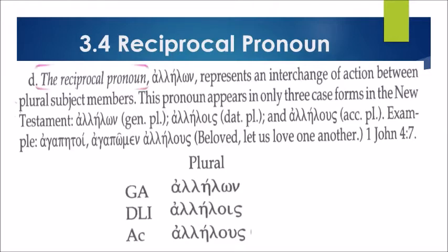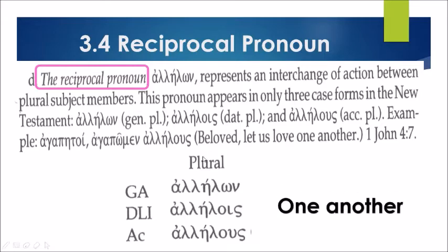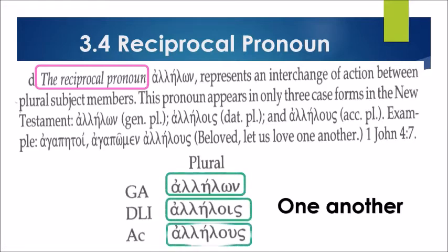Let's proceed to the fourth one, which is the reciprocal pronoun, allelon. It represents an interchange of action between plural subject members. This pronoun appears in only three case forms in the New Testament. Of course, we have in the genitive, in the plural only, allelon. The dative, allelois. And accusative, allelous. Again, let's read from the top. Allelon, allelois, allelous. It means one another.